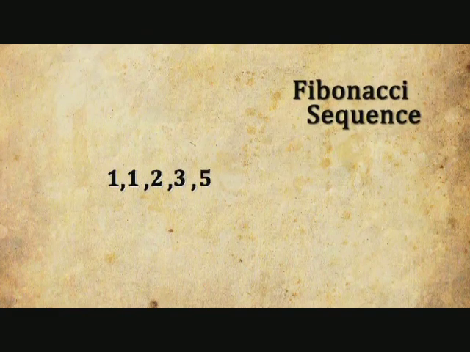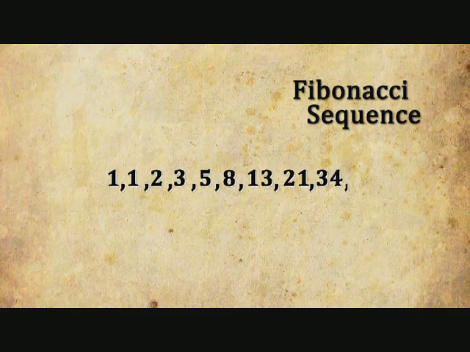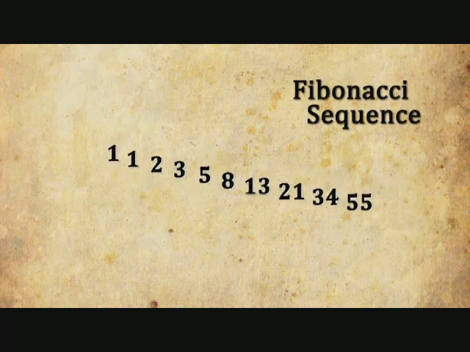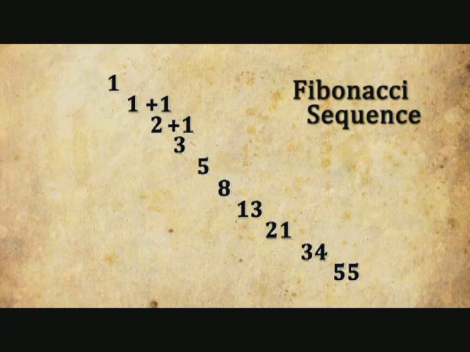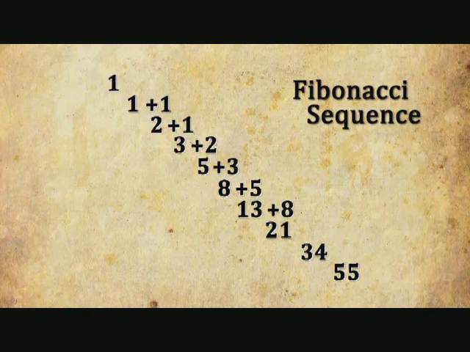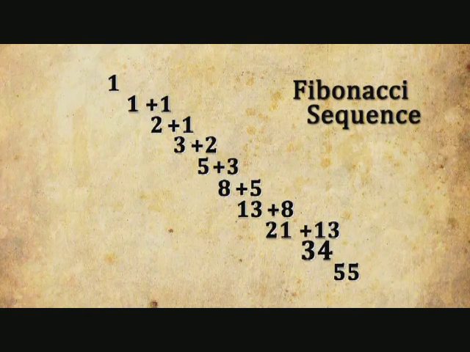Let's look at the sequence a little more in detail. If we list out the numbers, there is a pattern, isn't there? Each number is the sum of the earlier 2. 1 plus 1 is equal to 2, 2 plus 1 is equal to 3, 3 plus 2 is equal to 5, 5 plus 3 is equal to 8, and so on. This string of numbers is known as the Fibonacci sequence after the man who wrote about it.